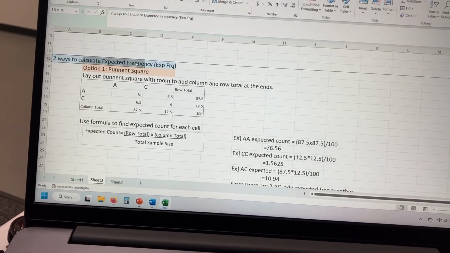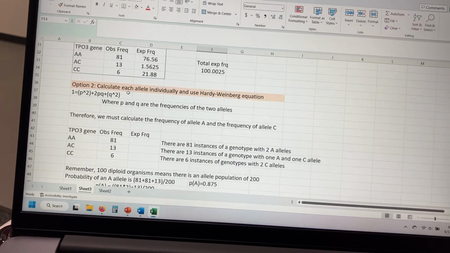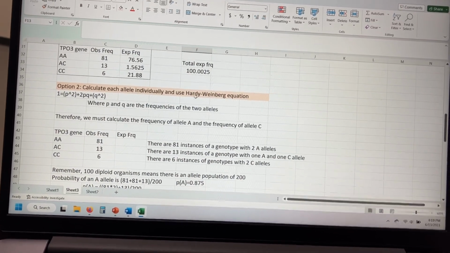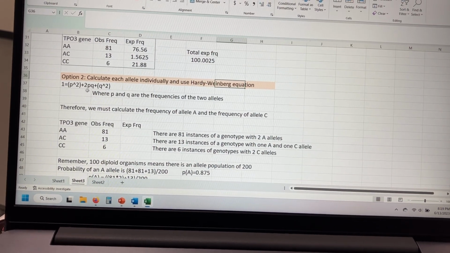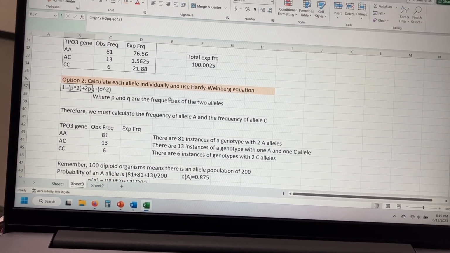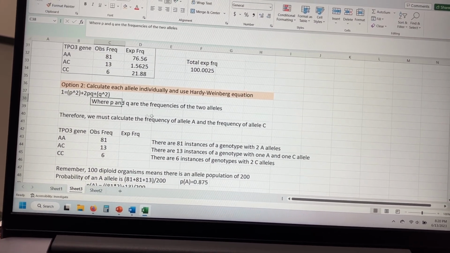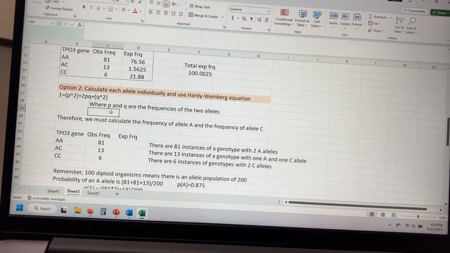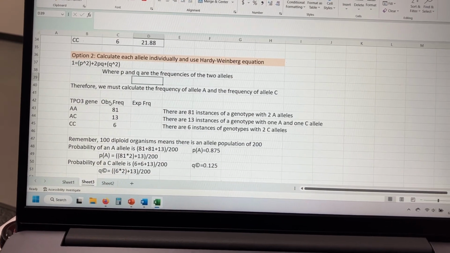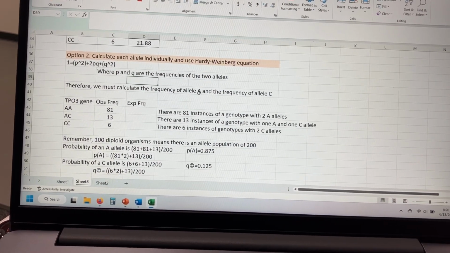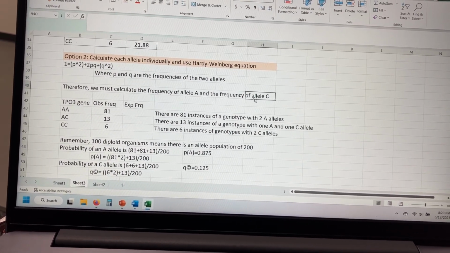Option 2, to calculate the expected frequency, is to calculate each allele individually using the Hardy-Weinberg equation, which is p squared plus 2pq plus q squared equals 1, where p and q are the frequencies of the two alleles. In this case, I'll use p to represent the frequency of A and q to represent the frequency of C. So therefore, we must calculate the frequency of allele A and the frequency of allele C.